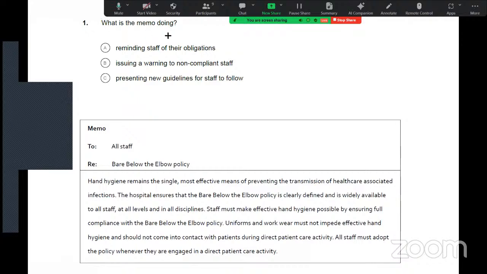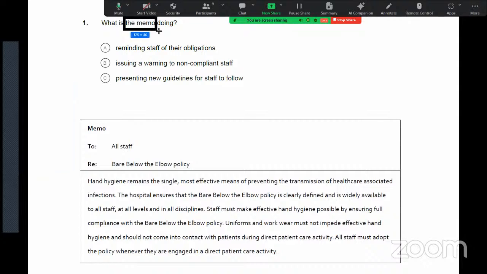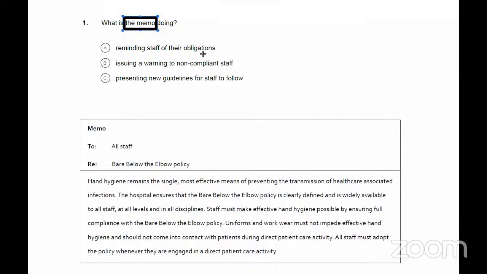So this is a purpose-based question. What is the intention? Write down purpose, intention, all these things you can write down. Purpose-based question. What is the intention of this memo? What is the purpose of this memo? If you analyze like this, it is. So the memo, there is a memo and it is doing something. Okay, what is it doing? What is it doing? It is reminding staff.